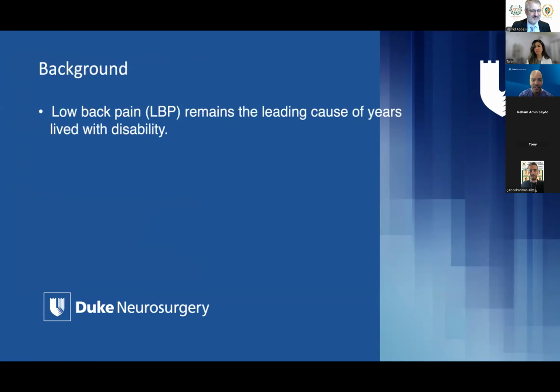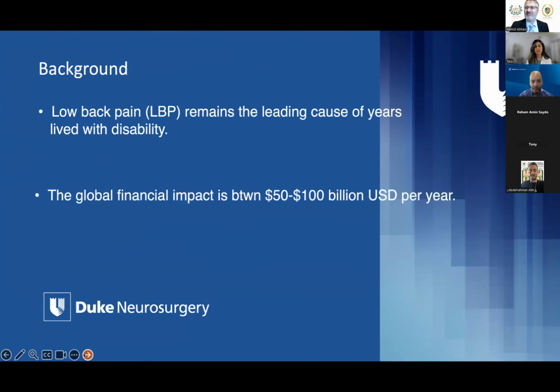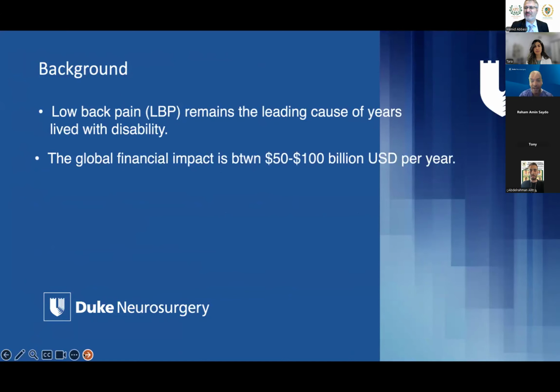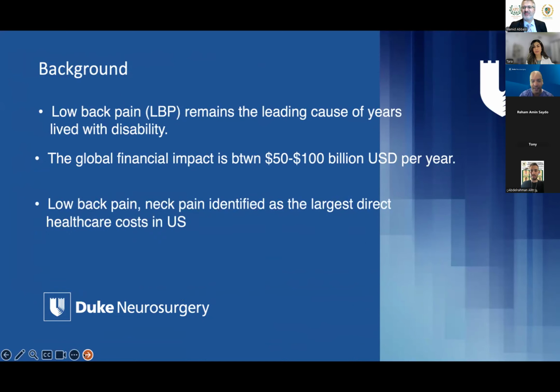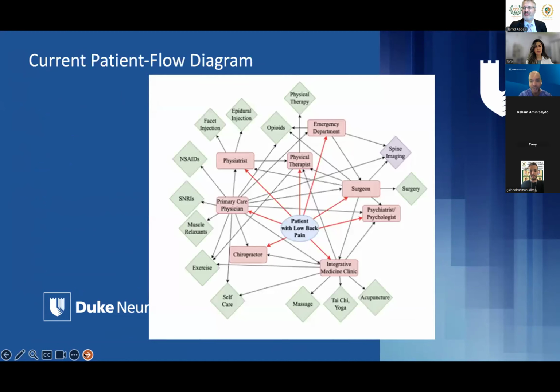Here are my disclosures. So if we look at the background, low back pain is a major problem. It's the leading cause of years lived with disability. The impact is about 50 to $100 billion per year, and it's the largest direct healthcare cost in the United States. Currently, when a patient has low back pain, it's almost like a zoo. Depending on where they go first, then we'll kind of predict where they're going to go next. And this really shouldn't be the case with any medical problem.